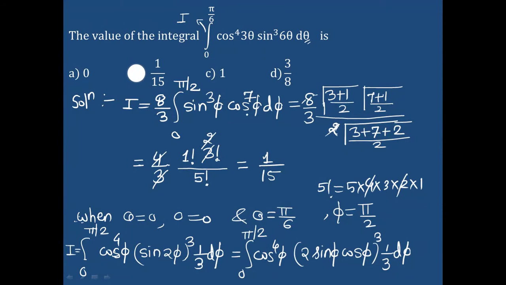So just by making use of the result of the beta function, you can get the desired value. I hope this problem is clear to you all. So the new thing over here is how to convert a given integral into a desired format. Here we have used the substitution 3 theta. Now let's move to the next question.